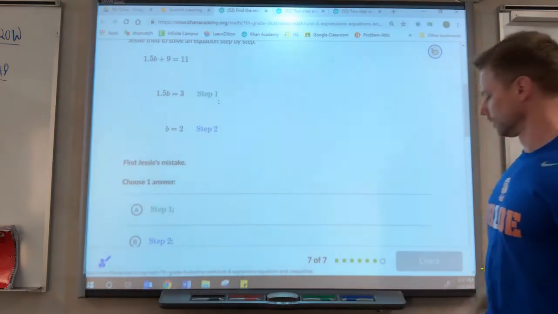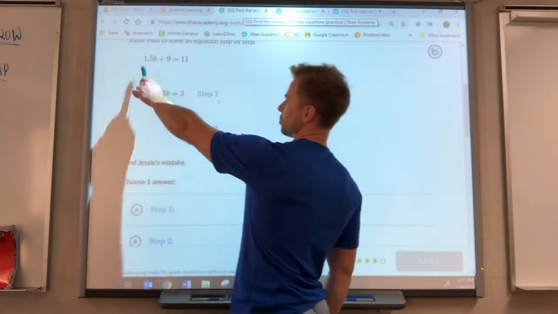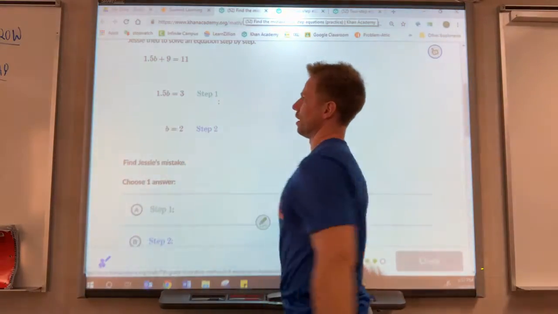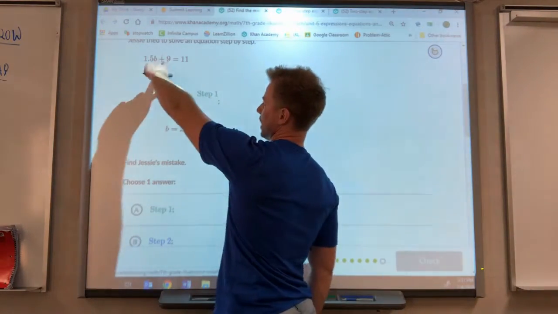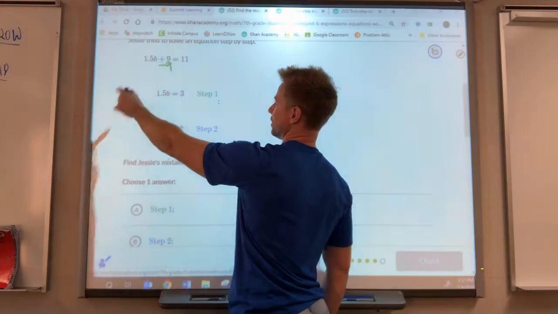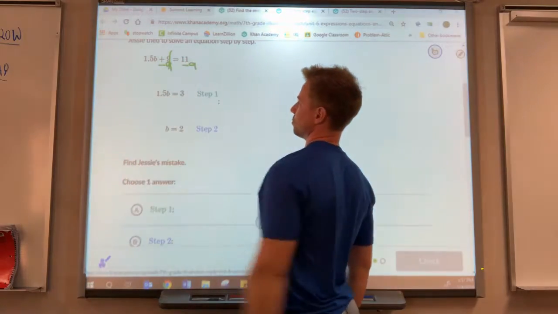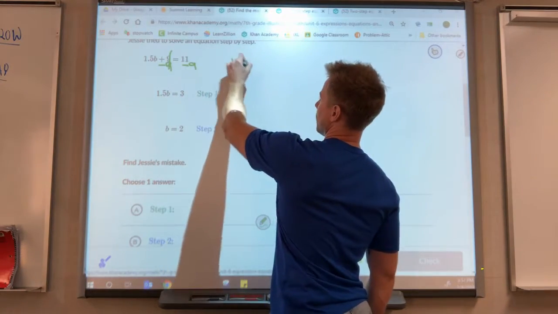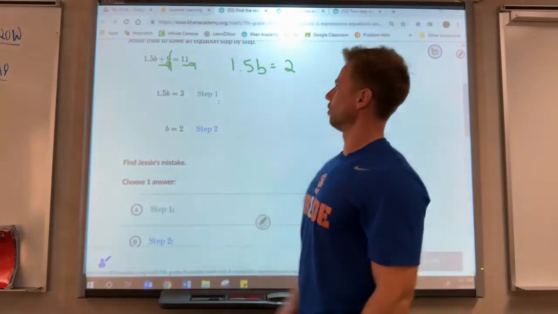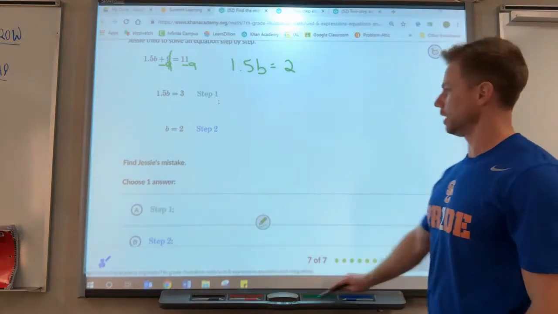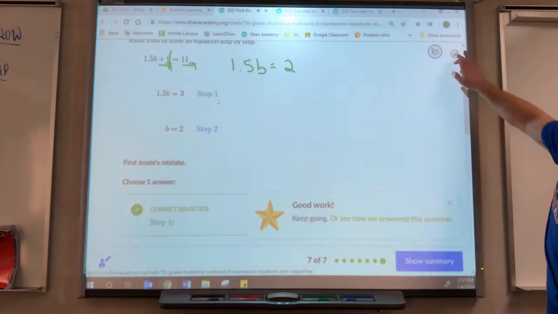Okay, and this one right here, we always get rid of the term that does not have the variable first. So it's 1.5b plus 9 equals 11. The 9 is the term without the variable, so we want to get rid of that. Do the opposite. Opposite of adding is subtracting. Subtract on the left. What you do on one side, you do to the other side. Subtract 9. So you get 1.5b equal to 2. And look, they have 1.5b equal to 3. So again, step 1 is the mistake, because they subtracted incorrectly.